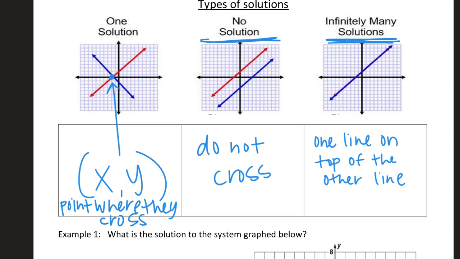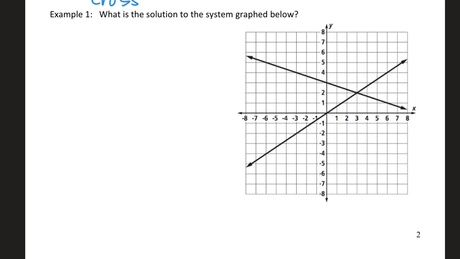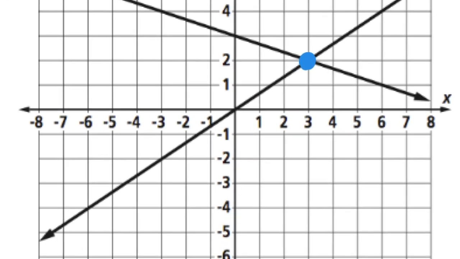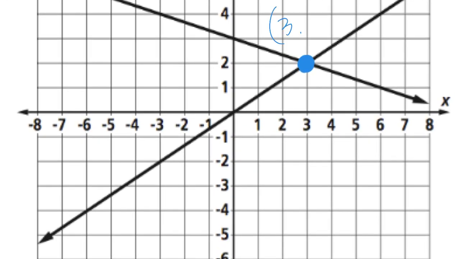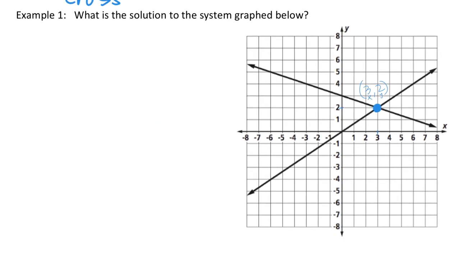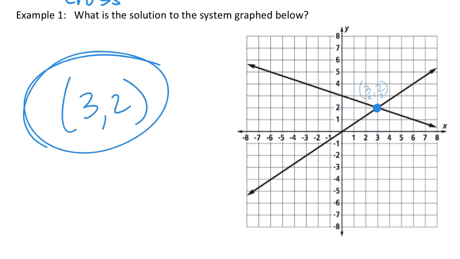So let's look at example 1. It looks like if you scroll down or look down, we have two lines already graphed, which is super nice. So we can see they are crossing right here. That is the point (3, 2). Make sure you're being careful when you name your points. It was 3 on the x and 2 on the y. So our solution to that system is (3, 2). That would be our answer. (3, 2) is the solution.